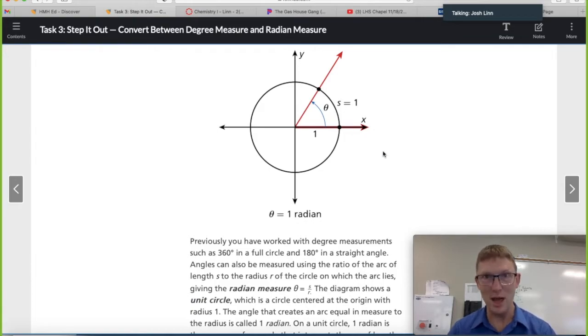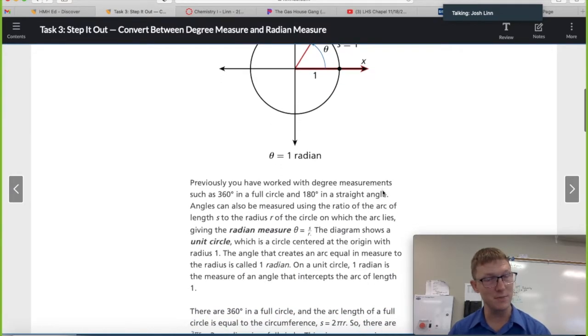So let me say that again. I'm stumbling over my words. A single radian is defined by the angle that you get right here when you have an arc length of 1 on the unit circle. So that's how we defined it. That gives us the ability to use fractions and to get an even more precise way of talking about angles as opposed to the degrees that we're used to.